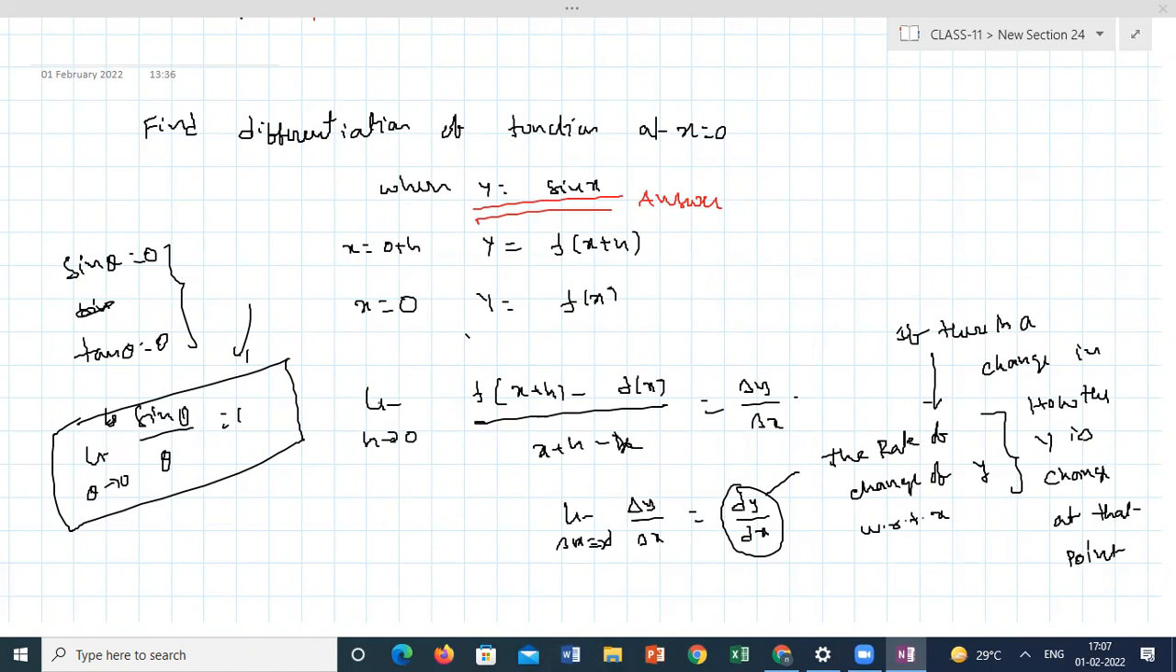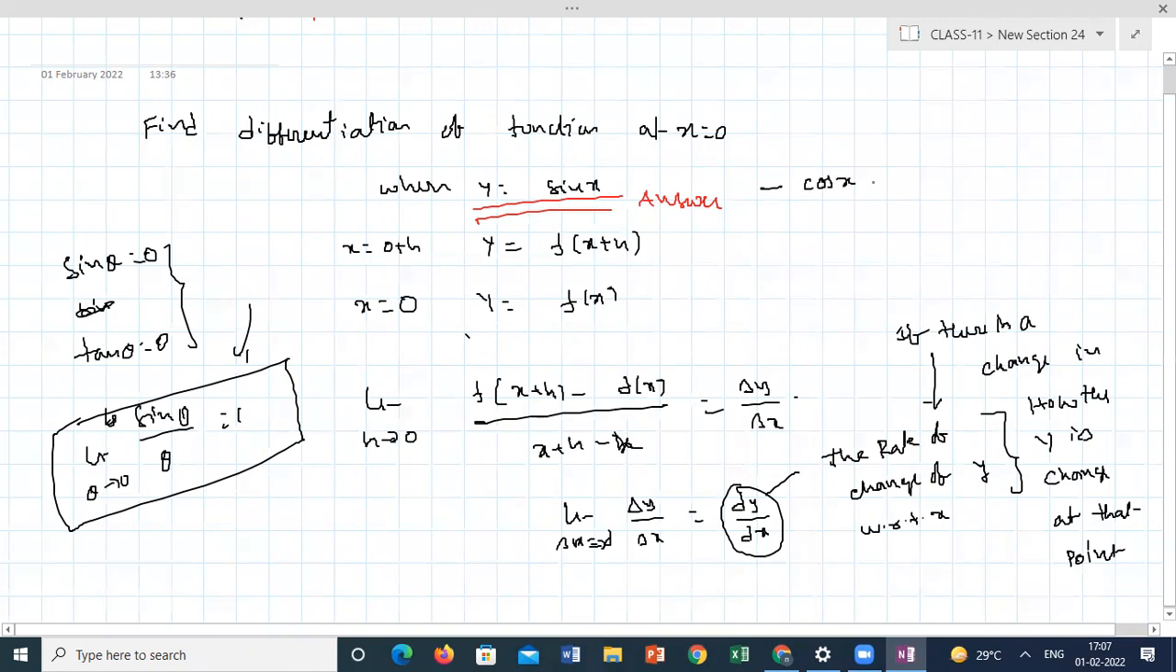Yeah, guys, please. What is the answer for this? Sir, cos x. Cos x. So I'm asking at x is equal to 0. So substitute x is equal to 0. What is the answer? 1. 1, sir. So f dash of 0 is equal to 1.